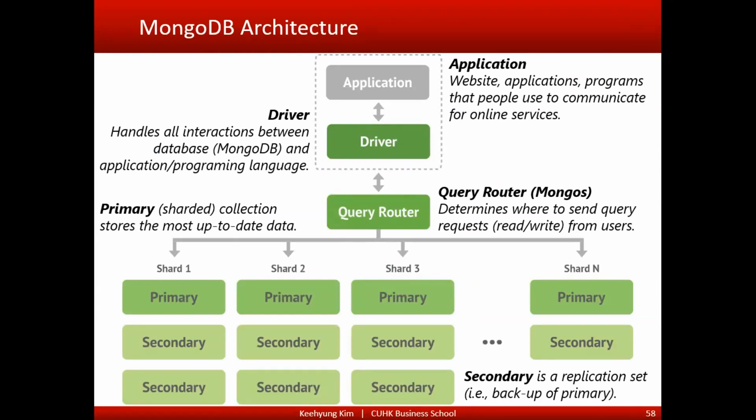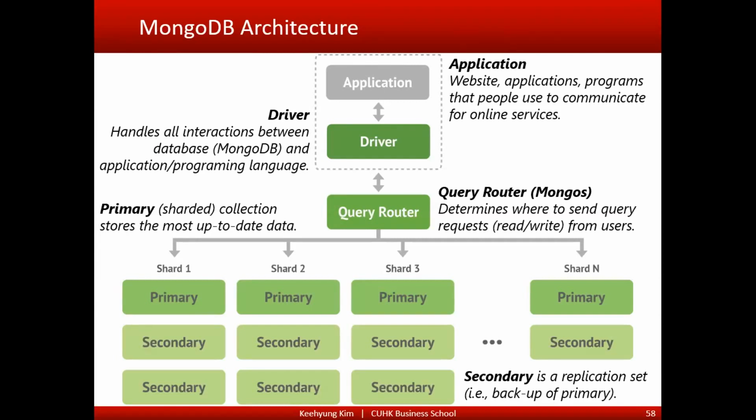So this is how MongoDB will handle the user requests and send the query requests into different servers. So this is a basic structure. First of all, there's the application. Application is basically something like a website or online service or mobile application you provide. And the user will use the application to send a request.